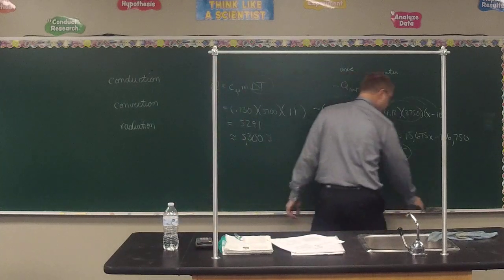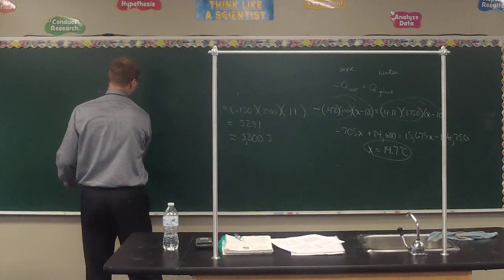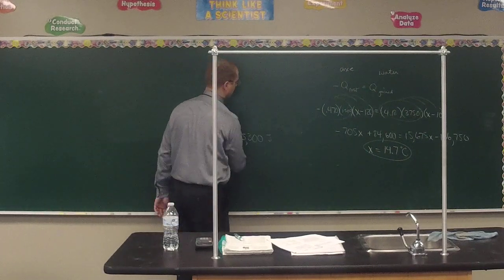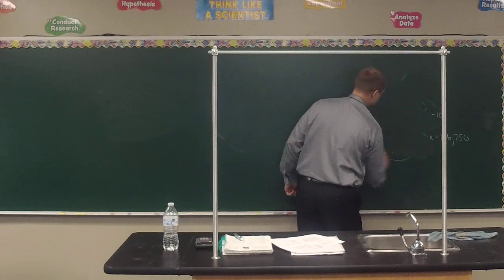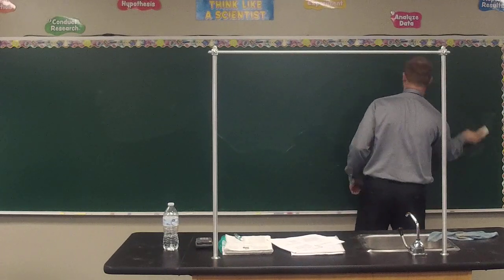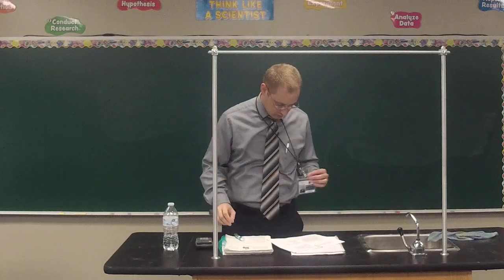An 85-gram piece of gold is removed from a furnace and placed in a 510-gram glass beaker containing 175 grams of water. Both the water and the beaker were at 20 degrees Celsius. After the system reaches equilibrium, the water is at 30 degrees Celsius. What was the temperature of the piece of gold when it was removed from the furnace?